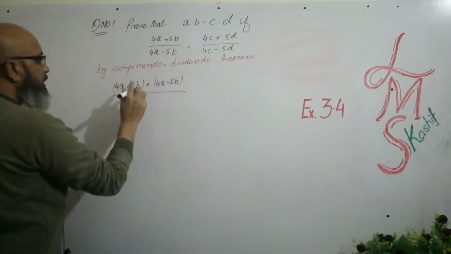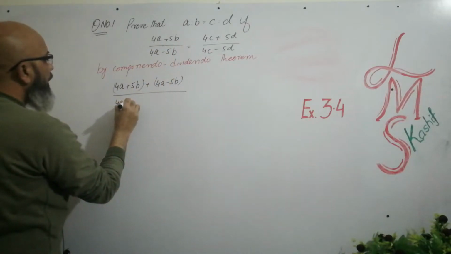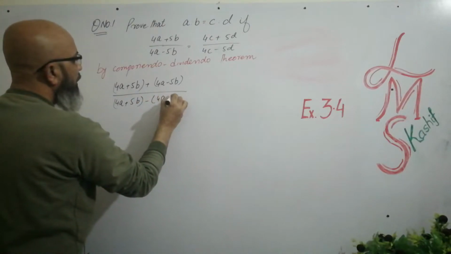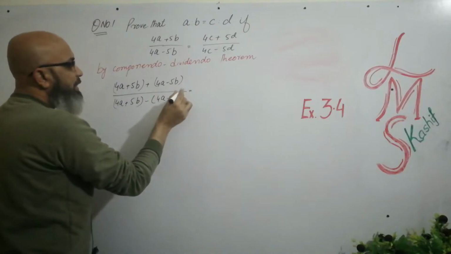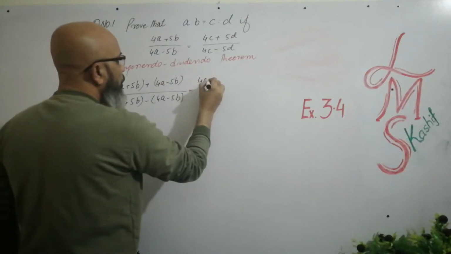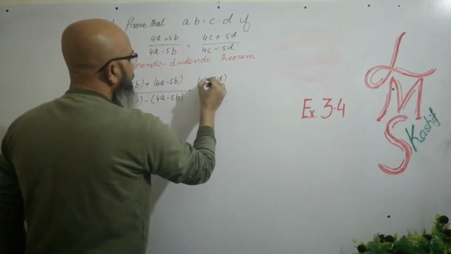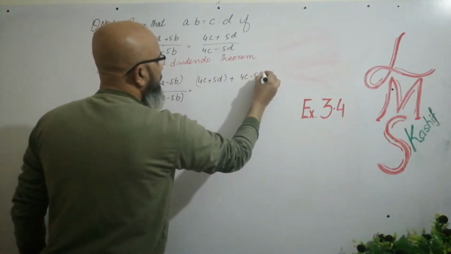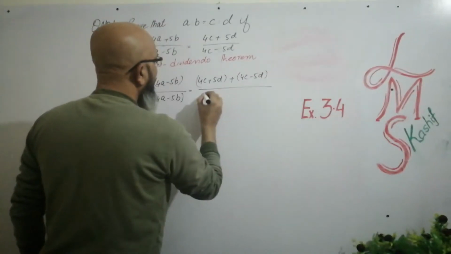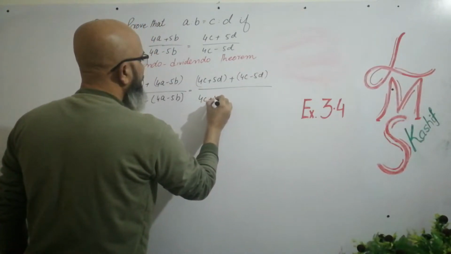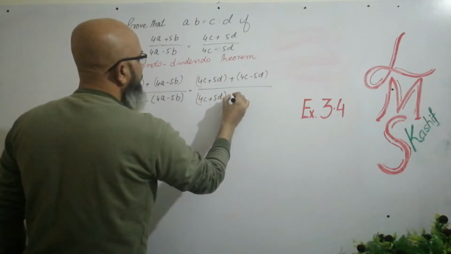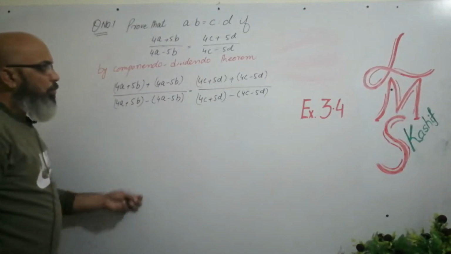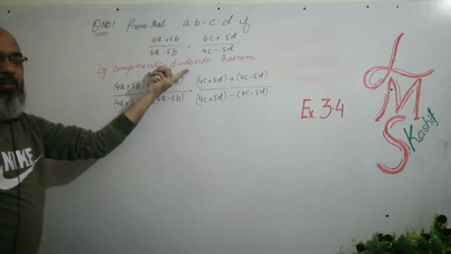value. Now you will subtract 4a plus 5b minus 4a minus 5b, and similarly this step on other side 4c plus 5d, and we will add this value 4c minus 5d, and now we will divide 4c plus 5d minus 4c minus 5d. We applied the componendo dividendo theorem.